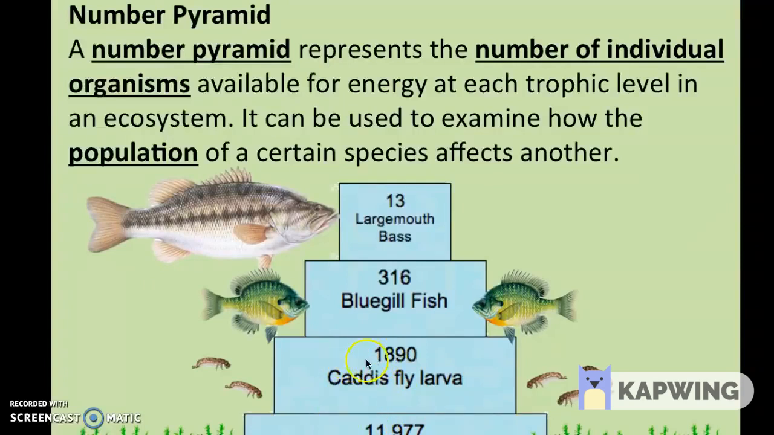The next level up, so these are going to be your primary consumers. These are caddisfly larvae, which are these cute little bugs over here. Those are eaten by the bluegill fish, which you see in the secondary consumer level. There's 316 of those in this particular habitat. And then the smallest group, but the largest organism that needs the most energy is going to be the 13 largemouth bass that you have in this particular habitat.